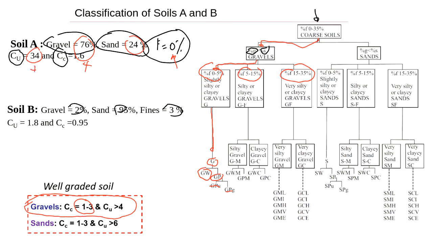So then the classification of this soil will be GW. So that's it. That's what I need you to do when I ask you to classify the soil using this classification system, the AASHTO classification system.